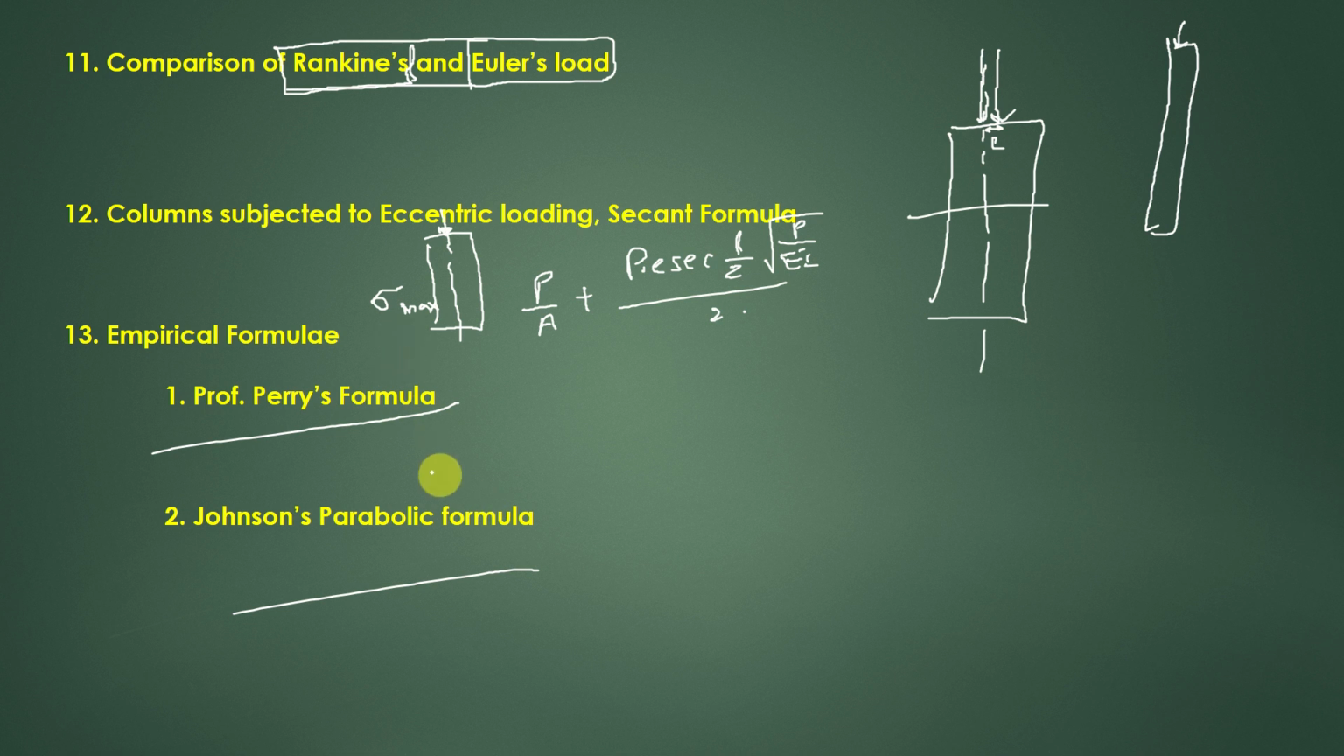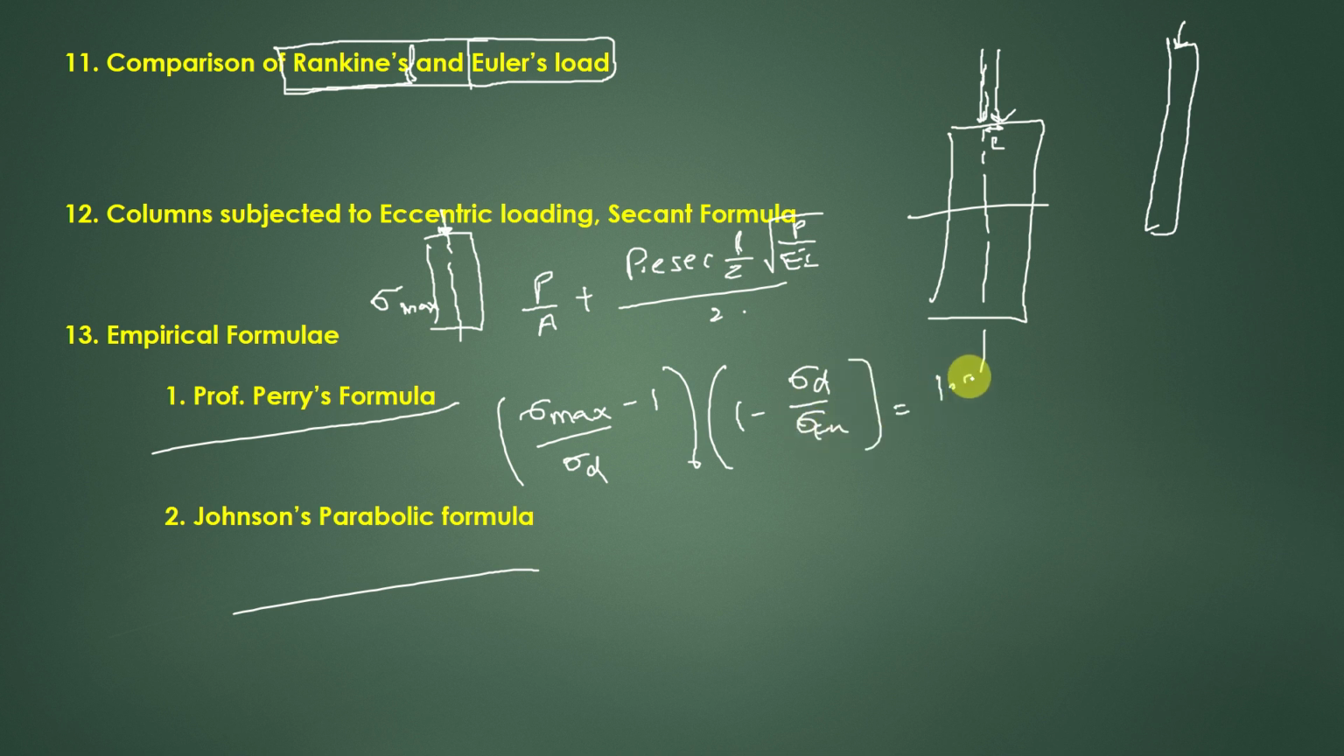If you change Rankine's formula a little bit, you will get Professor Perry's formula, and that is (sigma max minus sigma direct) into (1 minus sigma direct by sigma Euler) is equal to 1.2 times eccentricity and the distance from the neutral axis divided by k square. So this is Professor Perry's formula. Similarly, Johnson's parabolic formula is also there, and the straight line formula is also there. I have not mentioned them. You just see them and remember those formulae, so that you can give short answers.